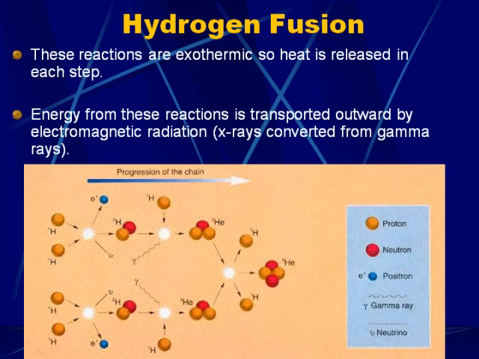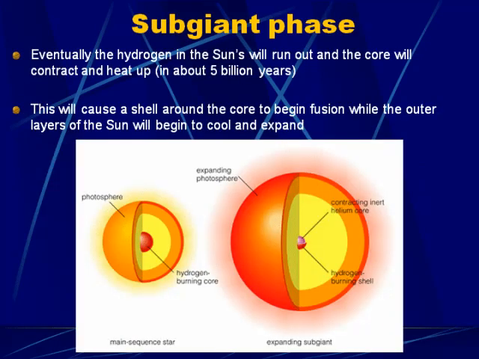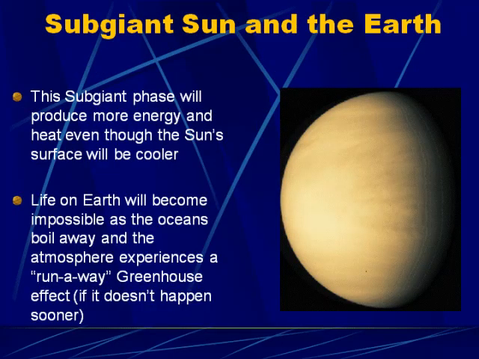Now again, heat is released from these reactions because they're exothermic. Gamma rays are generated, and the gamma rays are converted into X-rays. Now eventually, the sun's core is going to run out of hydrogen. When that happens, a strange thing will take place. Instead of the sun simply going dark and shrinking as it cools, the sun's core will actually shrink and get hotter, causing the outer layers of the sun to actually expand.